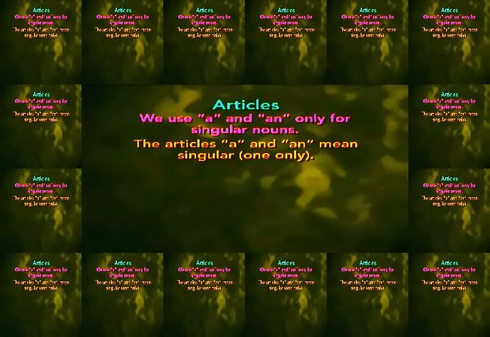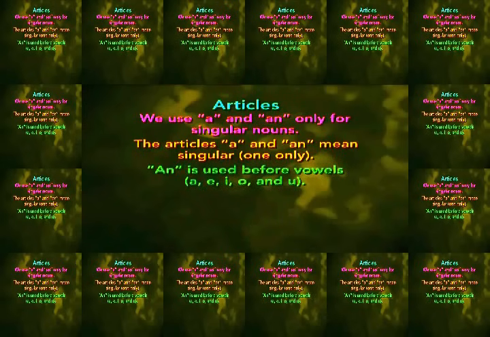Welcome back. In this lesson, we will study the articles a and an with singular nouns. First, look at these articles. We use a and an only for singular nouns. The articles a and an mean singular, one only. An is used before vowels. A, E, I, O, and U.